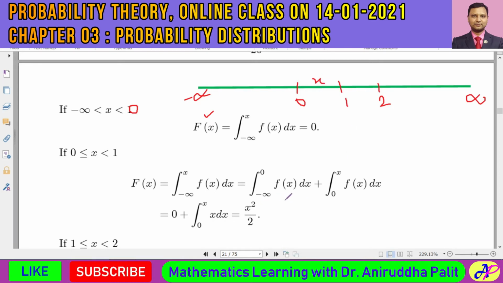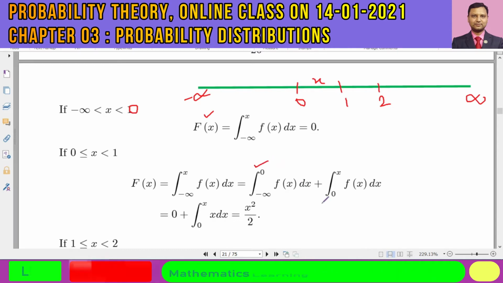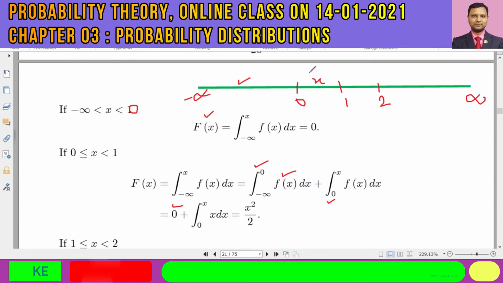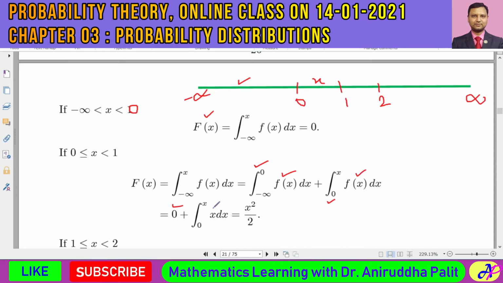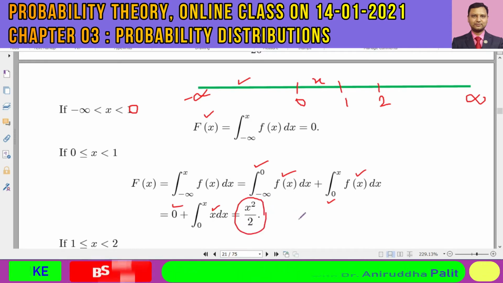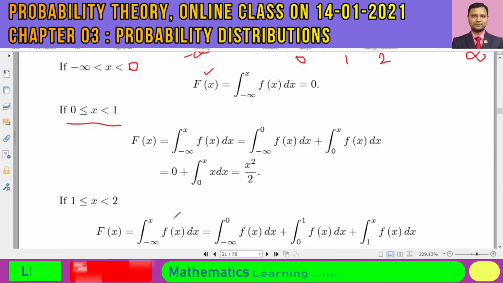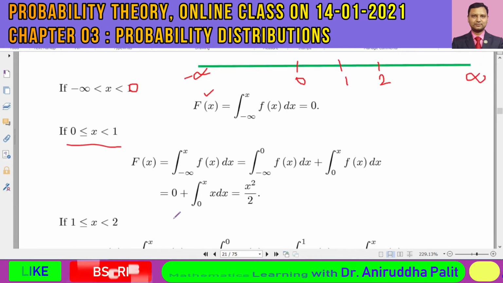the integration can be decomposed into two parts. One is the portion from minus infinity to 0, and another is the portion from 0 to x. Why? Because in this zone, the value of the density function is equal to 0. So therefore, the contribution coming from this zone should be equal to 0. However, within this zone, the value of f(x) is equal to x. That's why we put f(x) equal to x and perform the integration, and ultimately after performing the integration, we will get the value equal to x square by 2. Okay. So in this way, we compute the value of F(x) whenever x lies between 0 and 1, 0 less than or equal to x less than 1.